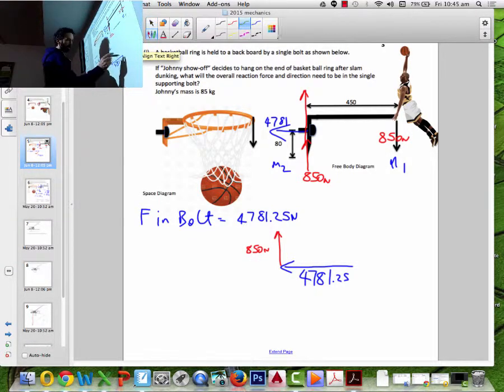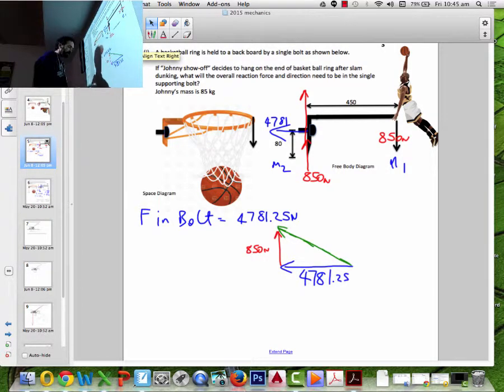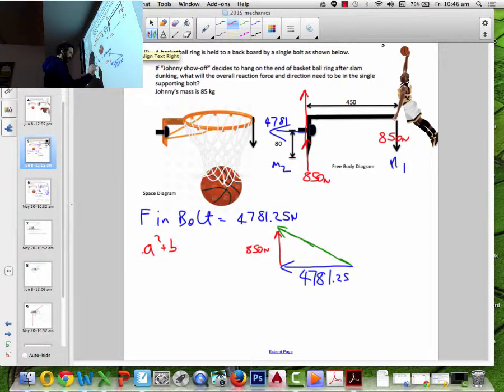The result of that is this. That is the result of those, the red, 850, and the blue, 4,781. The result of those two can be calculated graphically or using the sine rule. I'm going to use the Pythagorean rule because I think it's easier. It states a squared plus b squared equals c squared.